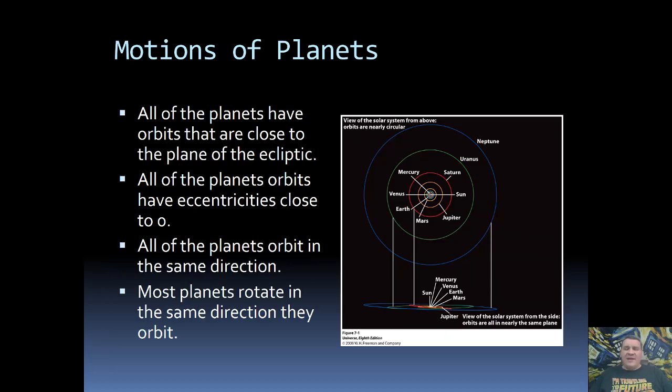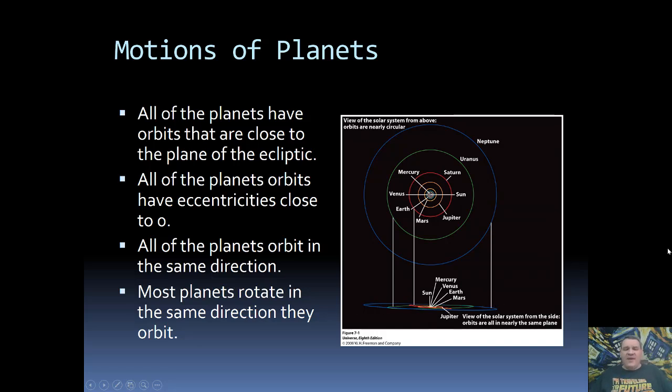As we look at the planets in the solar system, all of the planets have orbits that are close to the plane of the ecliptic. If you remember way back, the ecliptic, or the plane of the ecliptic, is the plane that the Earth is orbiting on around the sun. So if you take the Earth's orbit and create a plane out of it, that is the plane of the ecliptic. All of the planets have orbits that are close to that plane. They're slightly tilted, but they are pretty flat, pretty close. In other words, our solar system is very, very flat.